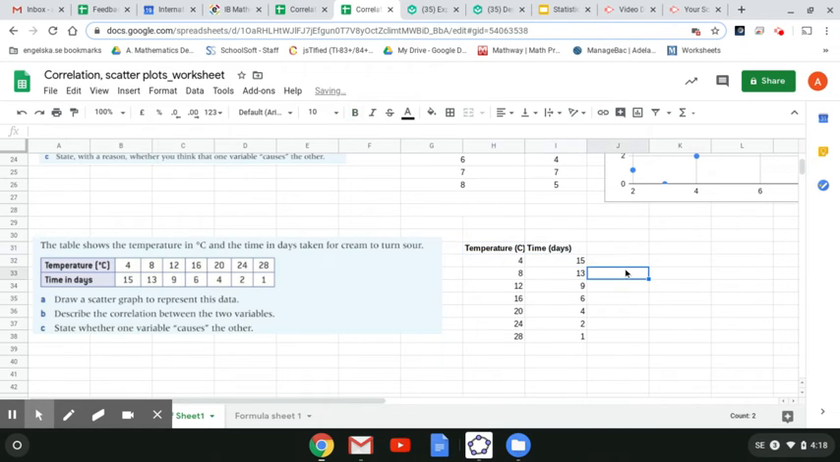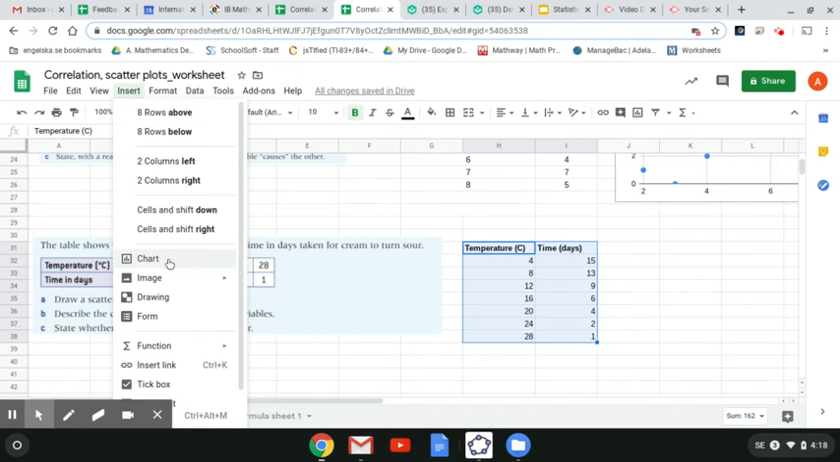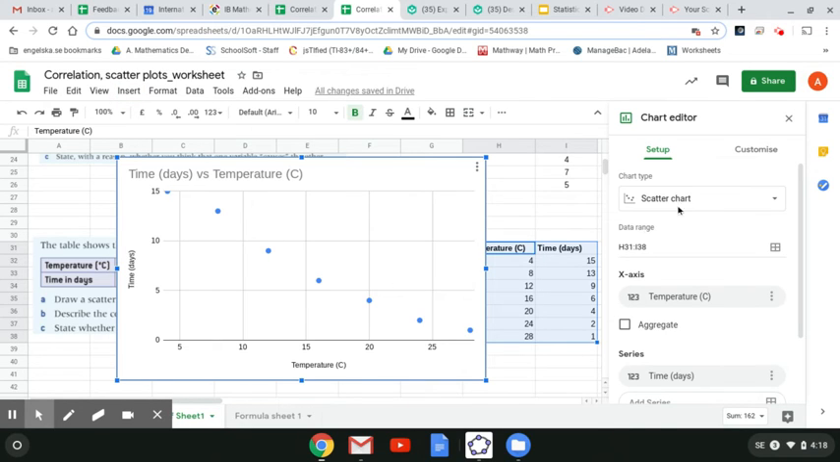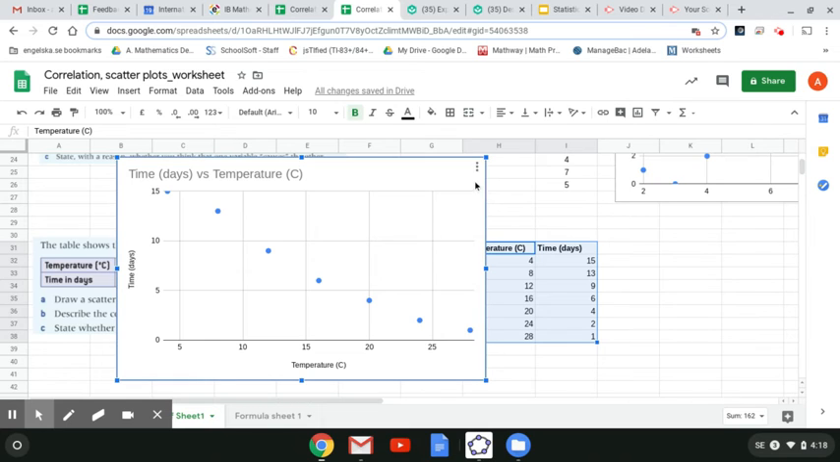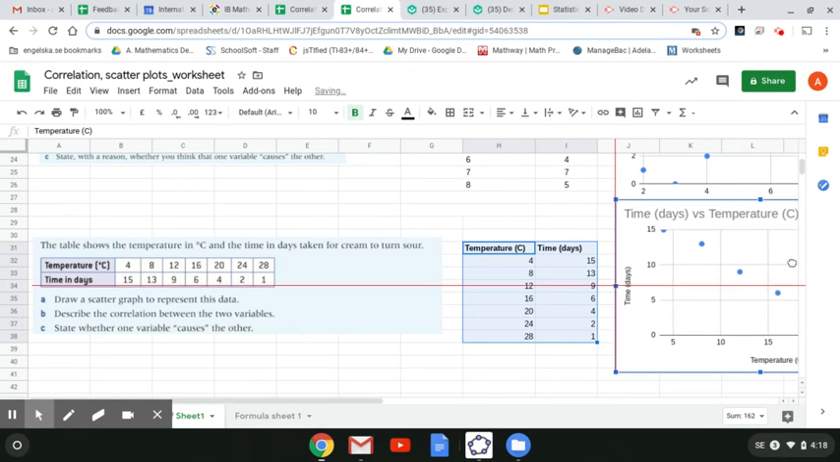And again, create a scatter plot. So I'll take my data, insert chart. I have a scatter chart. I have axes that are labeled. That is very good. So I can just close this and place this scatter plot here right next to the table.